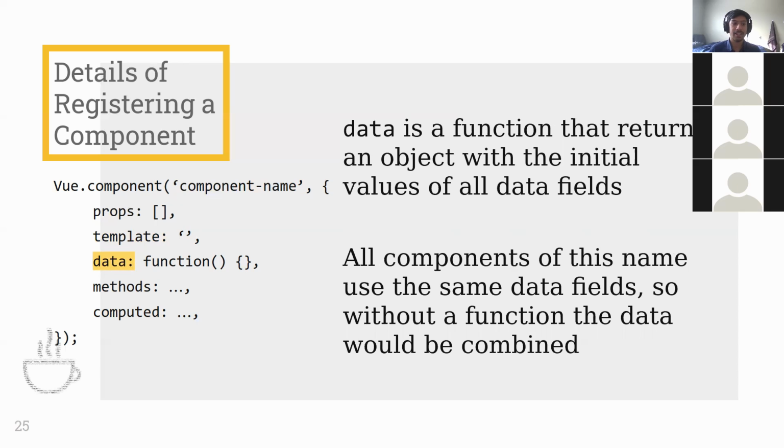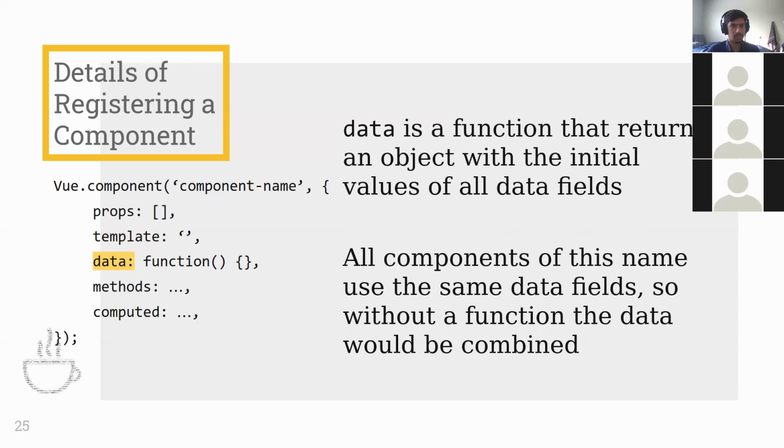What that means is that when you have your data function, in components, it has to be a function, you will return an object that has the same kind of layout as a data object in the base Vue instance. So key, colon, value, comma, key, colon, value, whatever we've seen before.